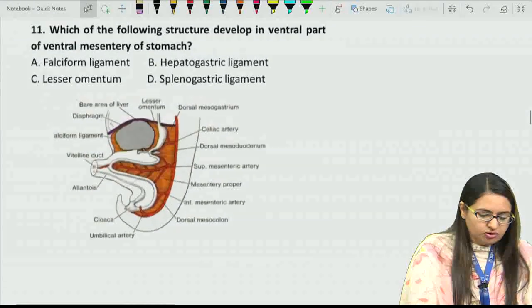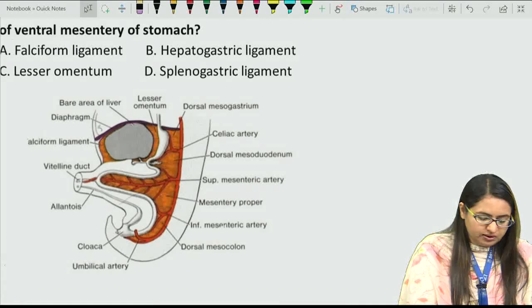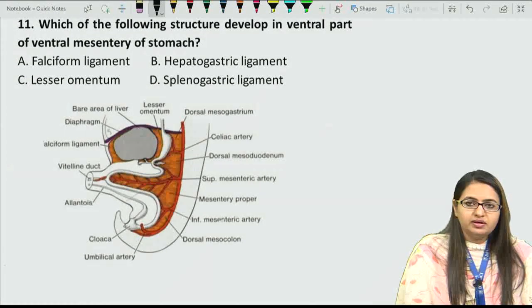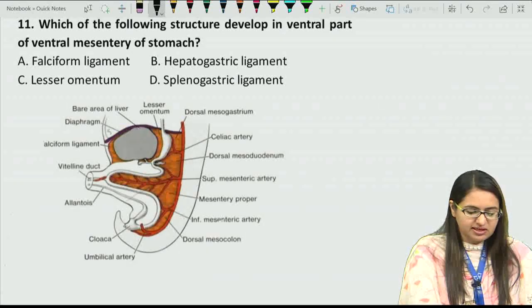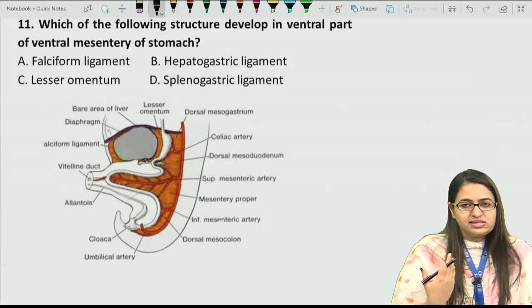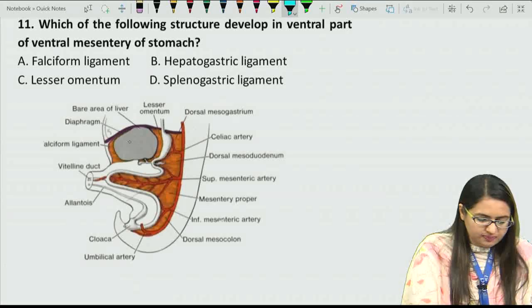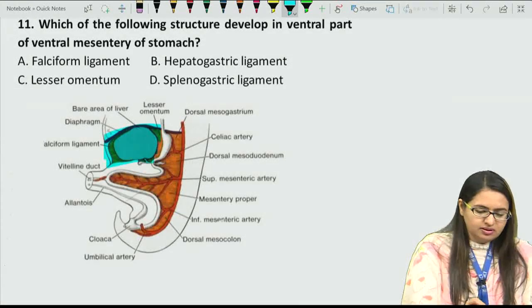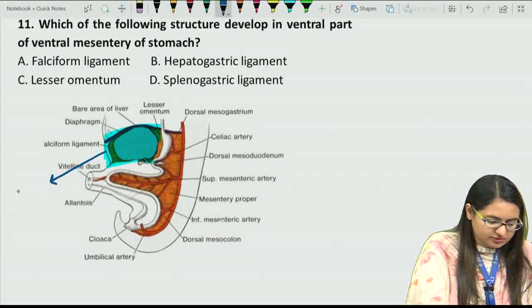Question number 11 talks about the mesentery. Now when we talk about the mesentery in the embryo, the gut portion is suspended by two mesenteries or mesogastrium. The one which is present towards the anterior side or the ventral side is termed as ventral mesogastrium or mesentery. Towards the dorsal side or posterior side, we have the dorsal mesogastrium. Now over here we can see this whole portion which is anterior to the developing gut. This is the ventral mesogastrium. This portion over here, this is ventral mesogastrium.